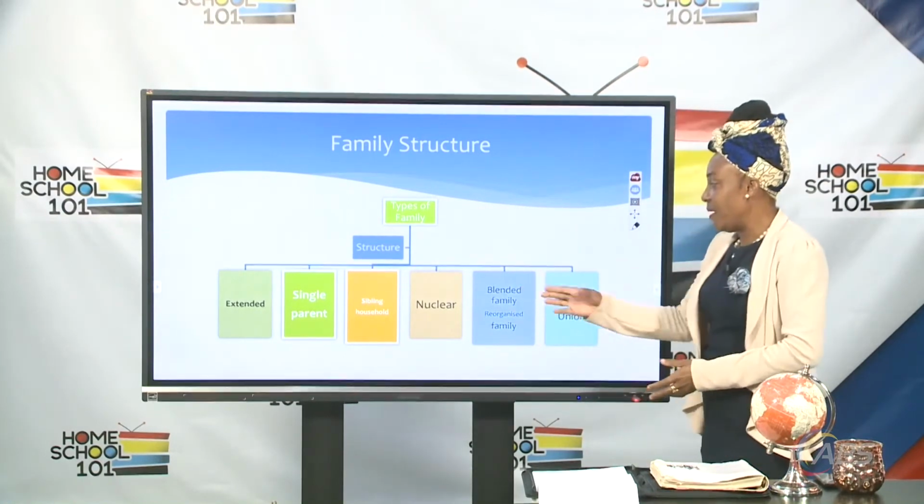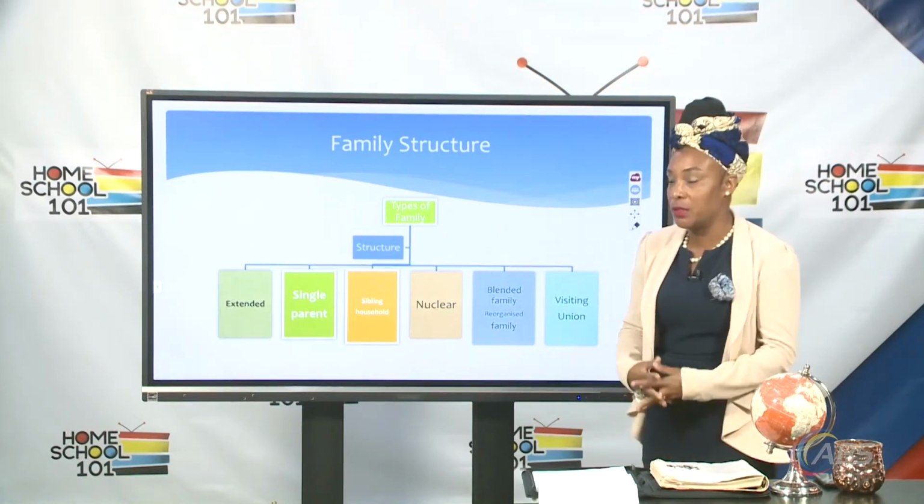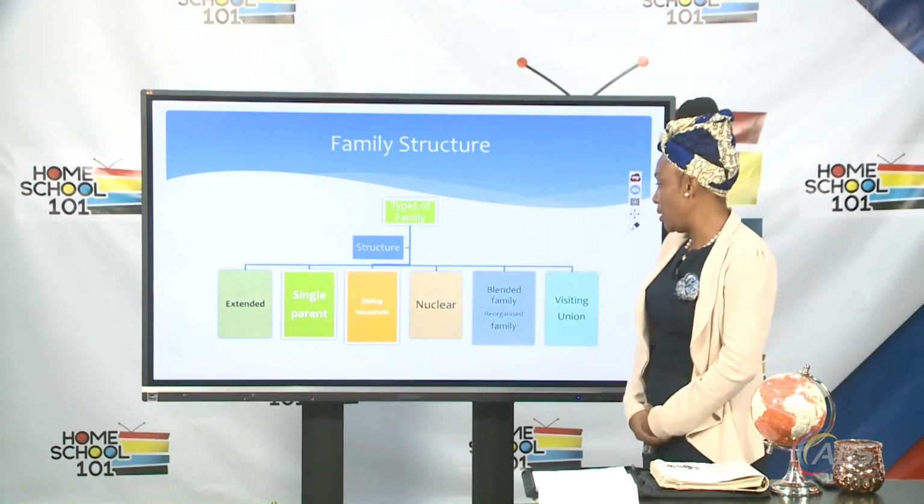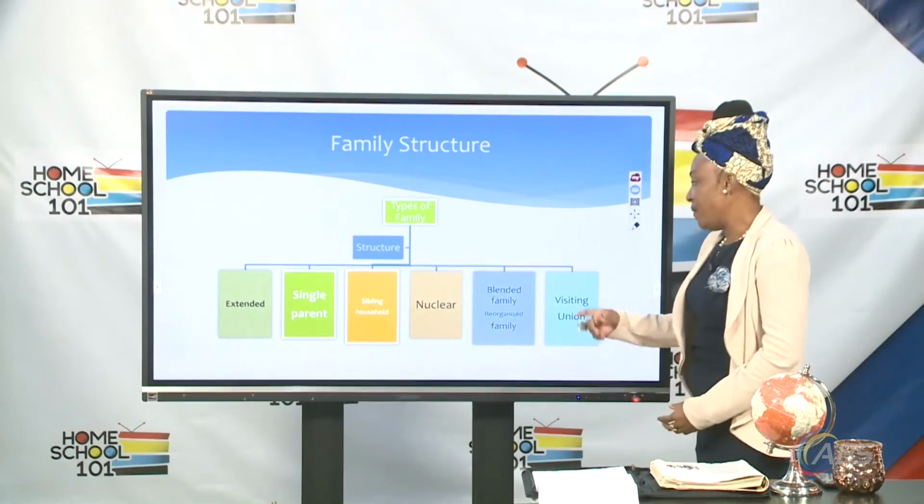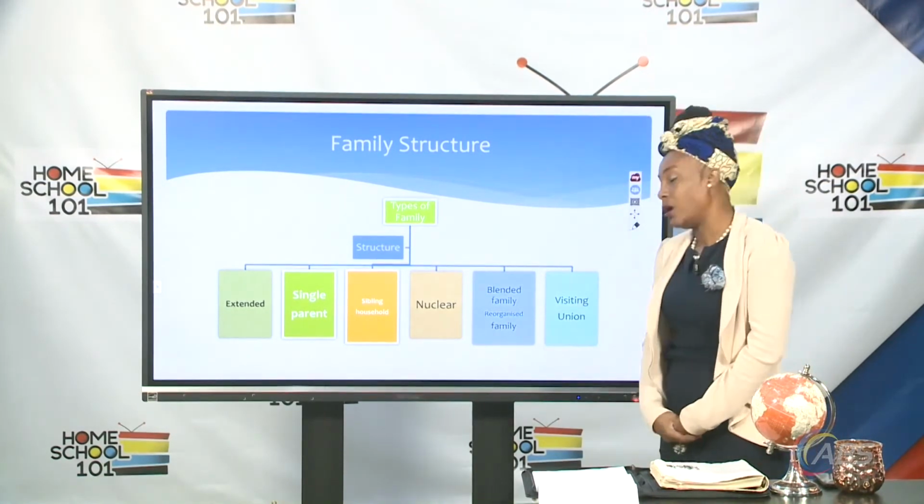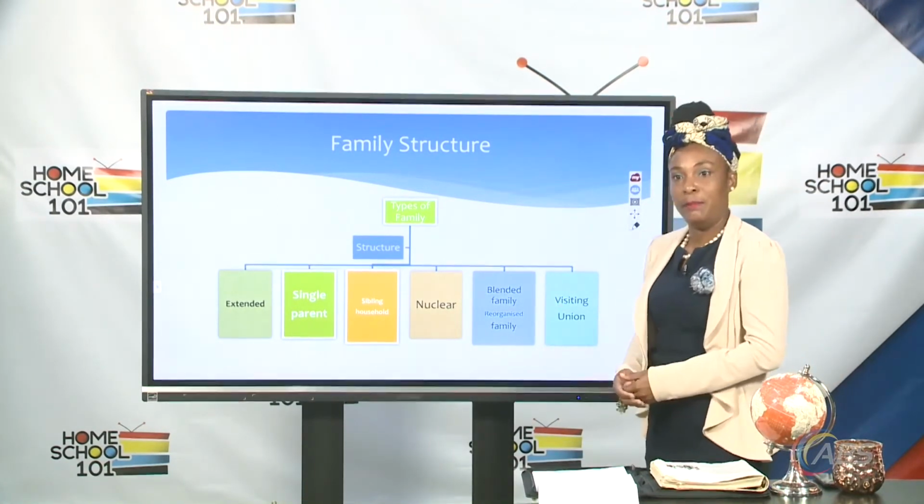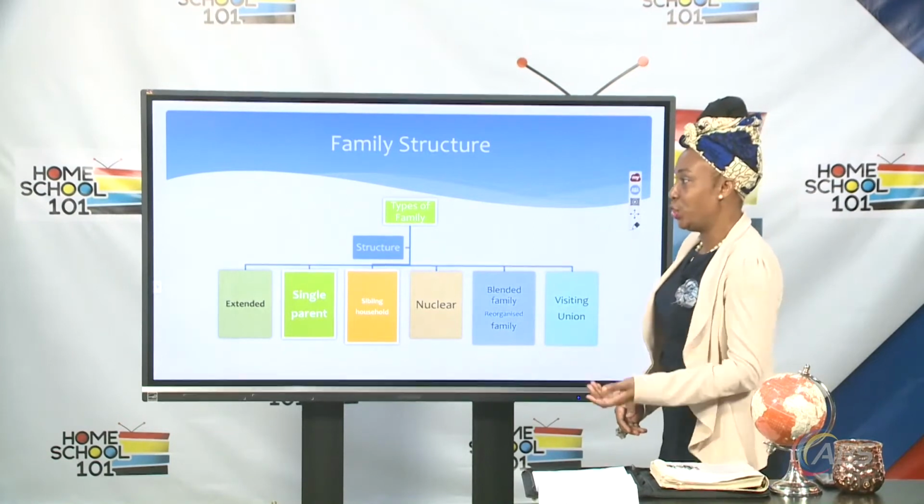All right, you have the nuclear family, of course. Both parents living together with their offspring. It could be one child or more than one living together. You have the blended, which also speaks for itself, and right now we have a new name, reorganized family, where you have a mother and her children meeting a father and his children.